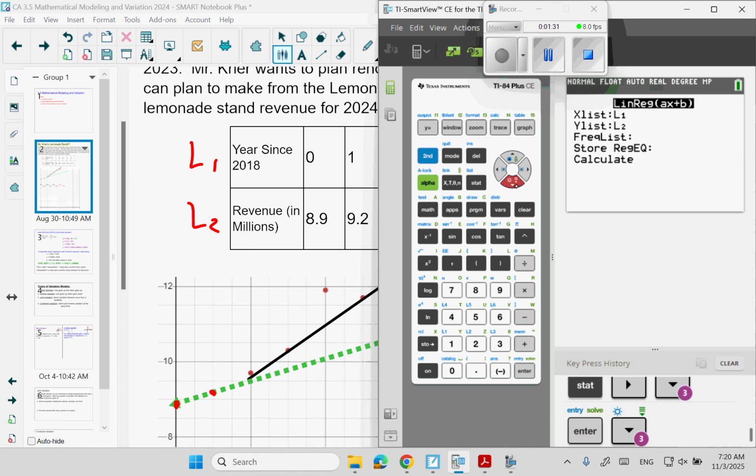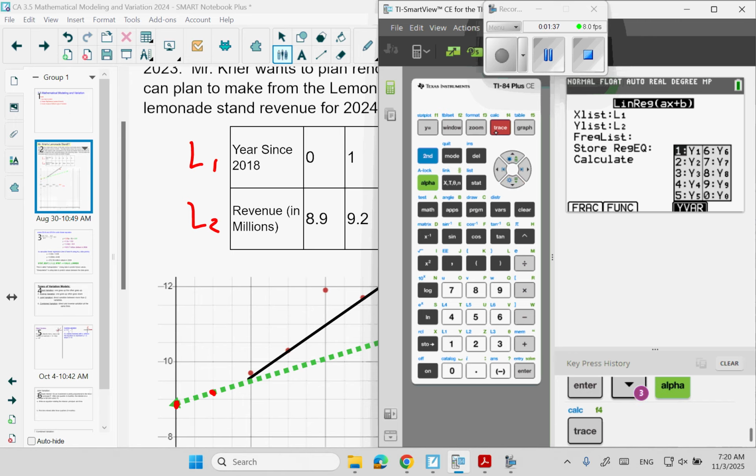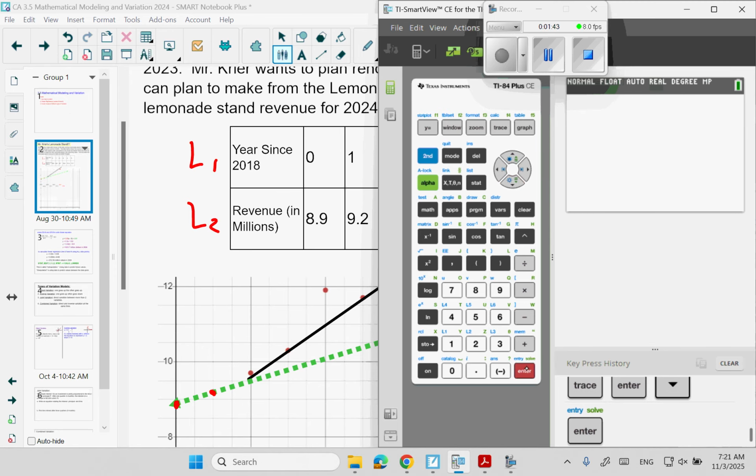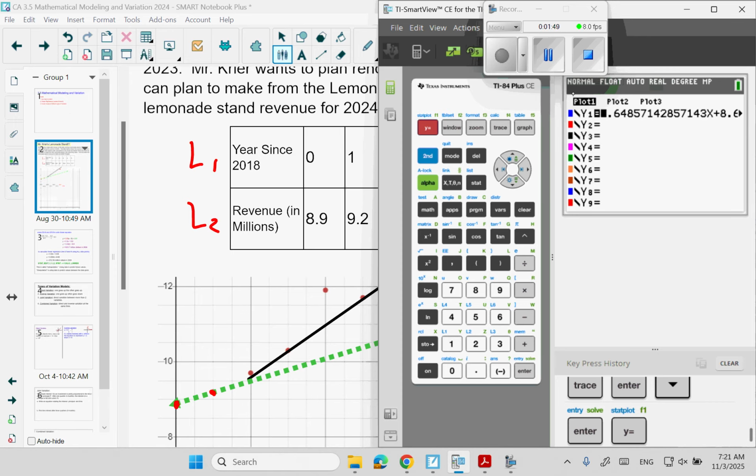If you wanted to, you can do store reg EQ and have Y1 in there. I believe that's alpha, trace, enter. And it's actually going to find my equation and put it in for Y1. And hit calculate, and it gives me the equation right here. And again, it'll be in the Y equals, as you see.